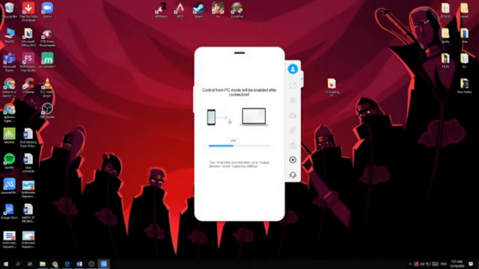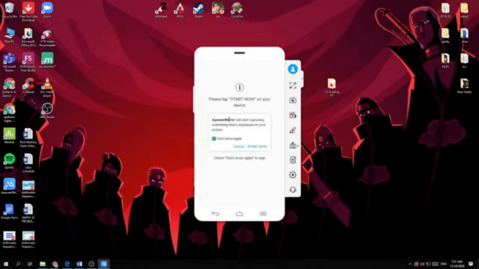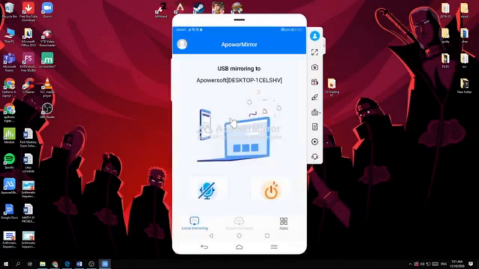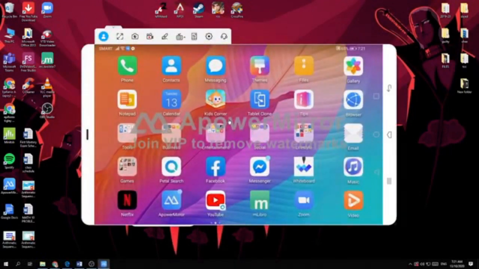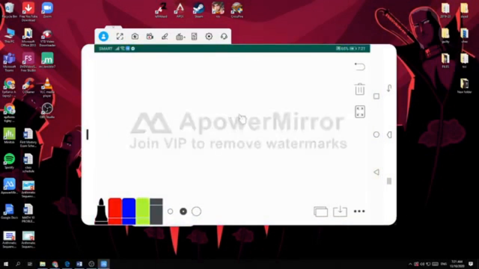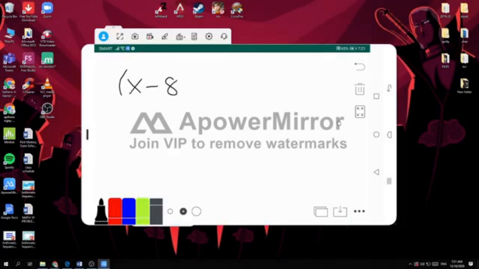You still remember the FOIL method, Ruby? Yes, sir. That's the thing that you're going to be doing over there. So you will be using the FOIL method to get the trinomials. So what was given a while ago? It was x minus 8 and x plus 5. So let's do the FOIL method here.